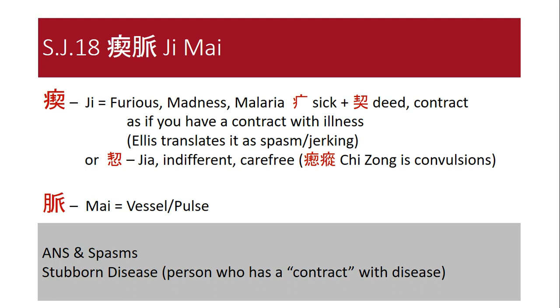The type of spasms that Sanjiao 18 treats also includes bronchial spasms, or any kind of spasm in any kind of long-term disease. So it's not just about nervousness, anger, or fury. Sanjiao 18, Jimai, the madness vessel, which also treats spasms, may have been originally related to temporal epilepsy, which is characterized by hallucinations.